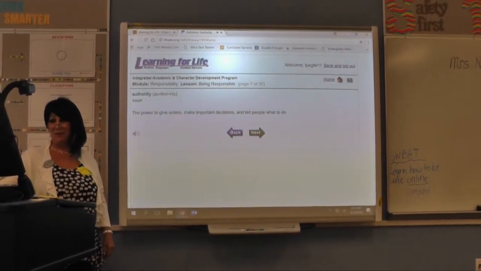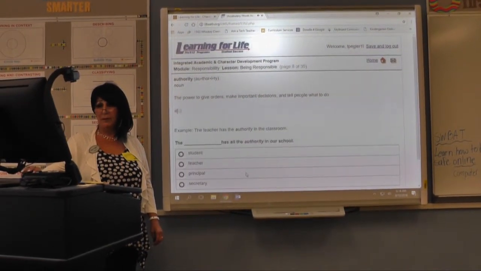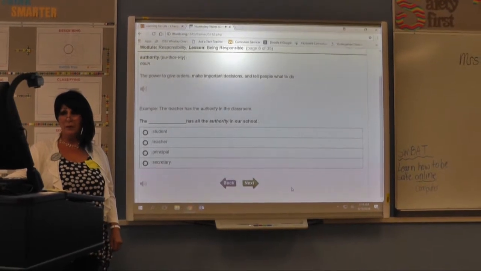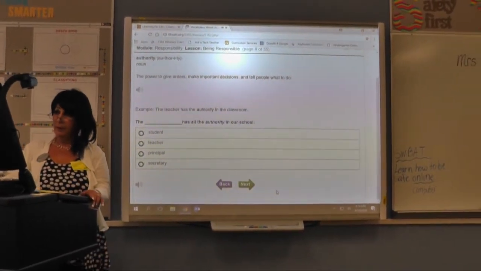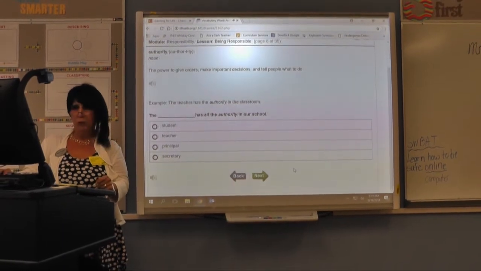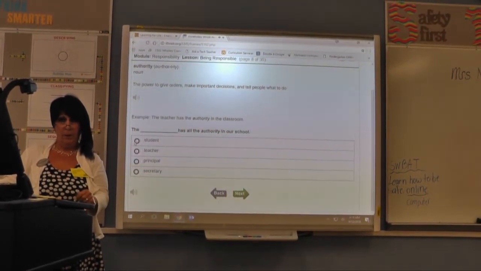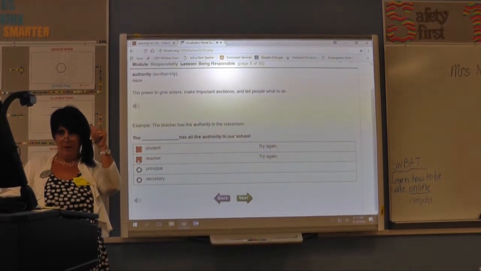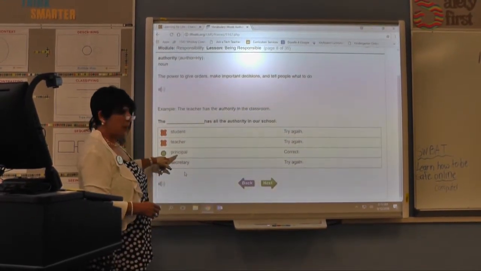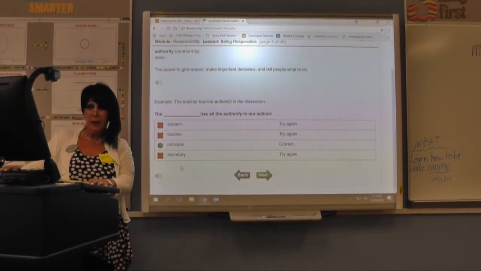Here we go. Authority, noun, the power to give orders, make important decisions, and tell people what to do. Example, the teacher has the authority in the classroom. The blank has all the authority in our school. Student, thumbs up or down. Teacher, principal, secretary. So, the blank, which would be, what's the correct answer? Principal has all the authority in our school, right? Not the teacher, not the student, and not the secretary.